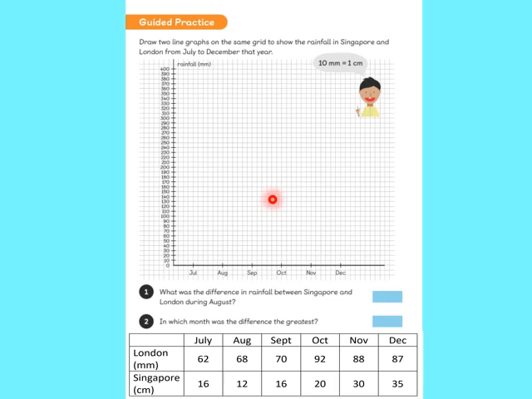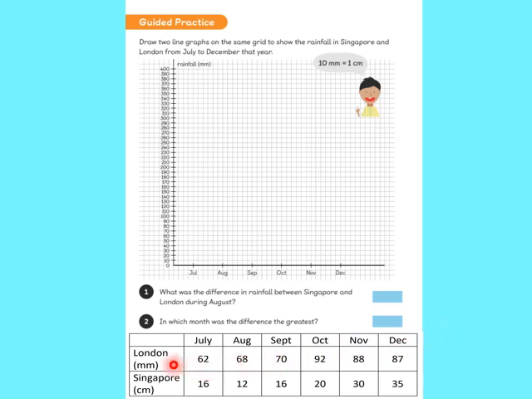Now, if we look carefully at the line graph, we can see that on the x-axis we have our months from July to December, and then on our y-axis the rainfall in millimetres. And that's going to be important when we start plotting the information onto our graph. Now, I've included a table that shows you the amount of rainfall in both cities, and I've put this on the worksheet as well. But let's have a go at plotting some of this information together before you have a go on your own. So let's have a look at London first.